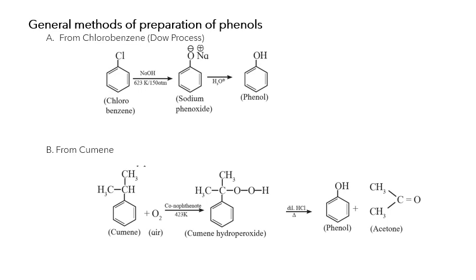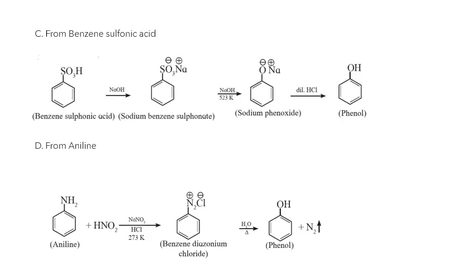Second preparation is from cumene. This is the commercial method of preparation of phenol. Cumene, that is isopropyl benzene, on air oxidation in presence of cobalt naphthenate gives cumene hydroperoxide, which on decomposition with dilute acid gives phenol with acetone as a byproduct.